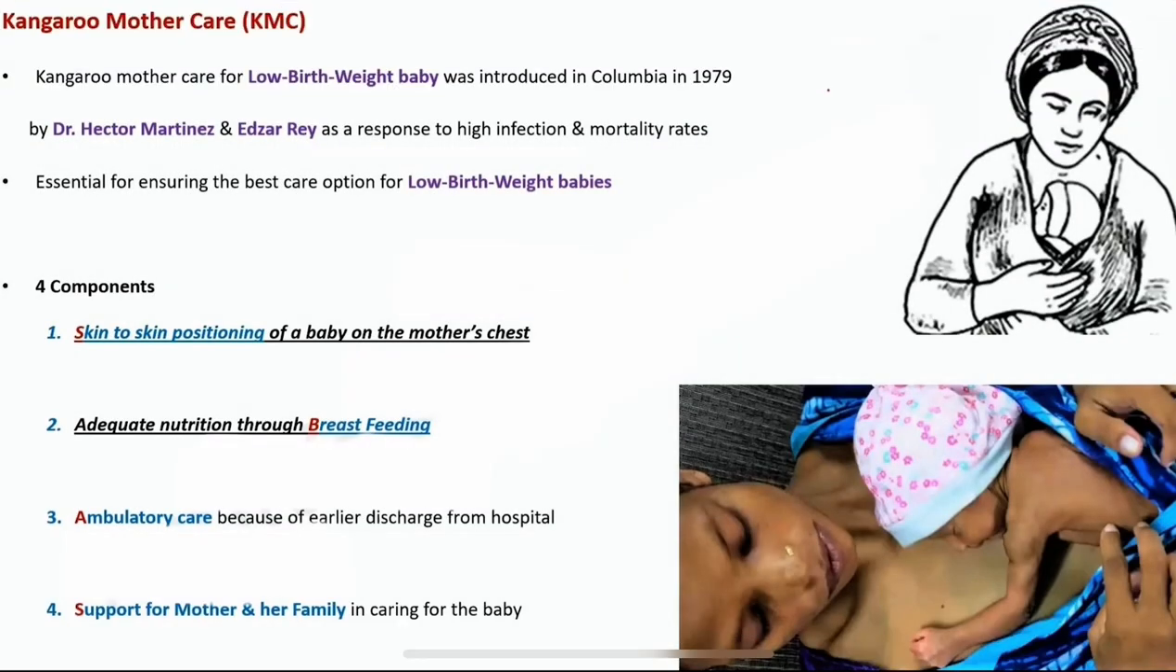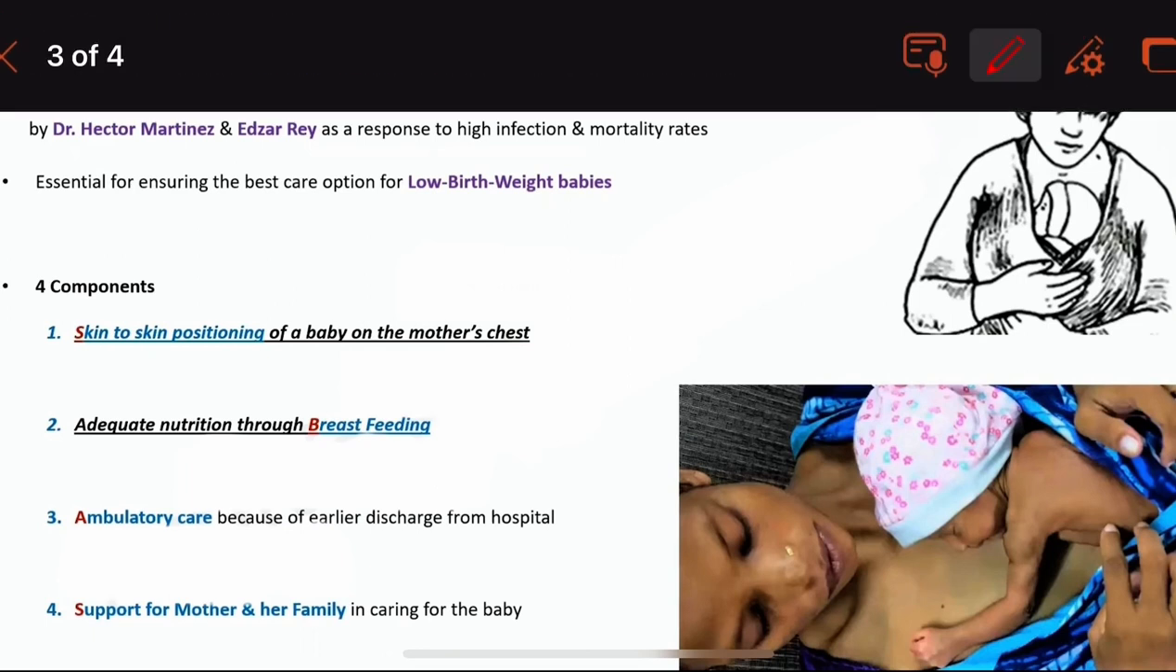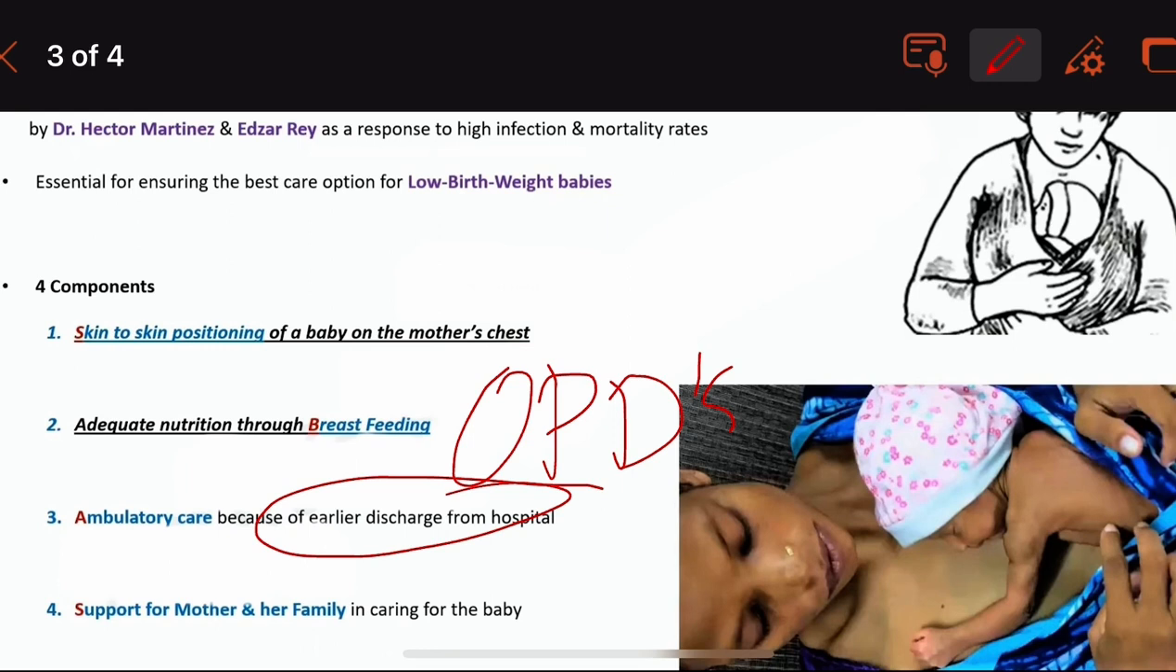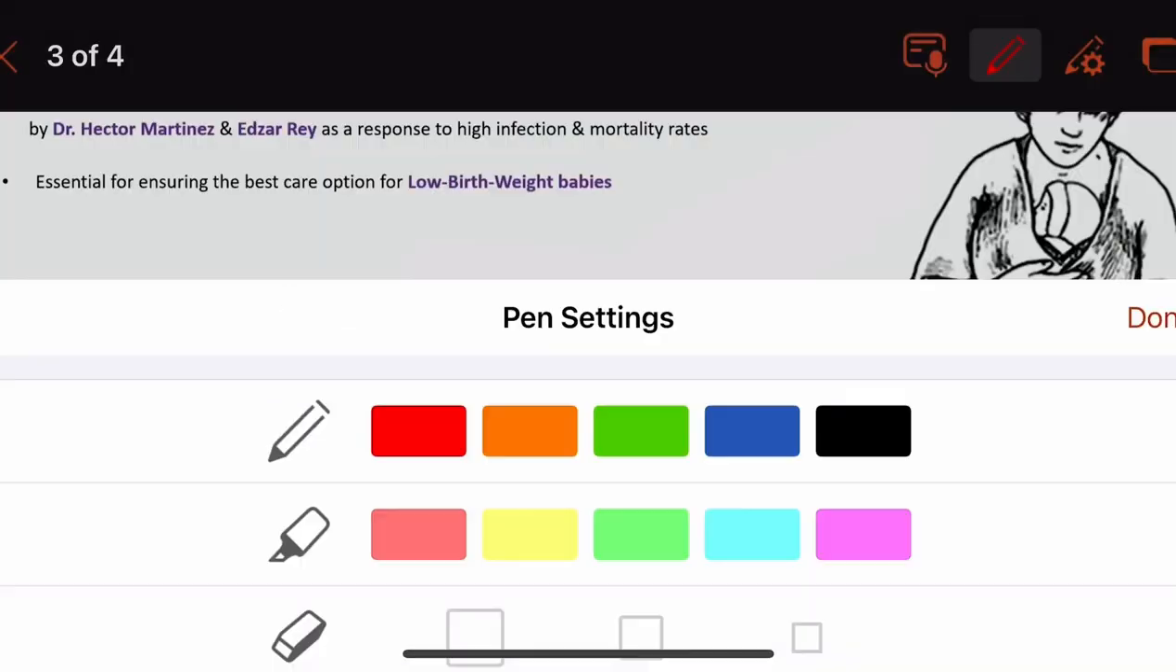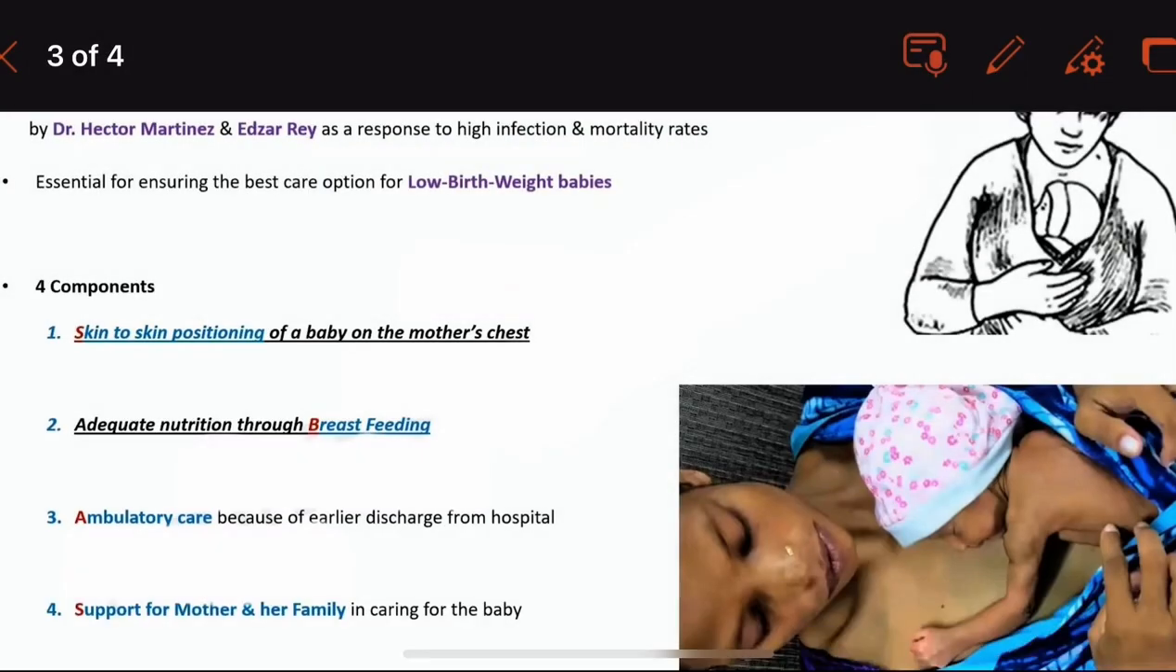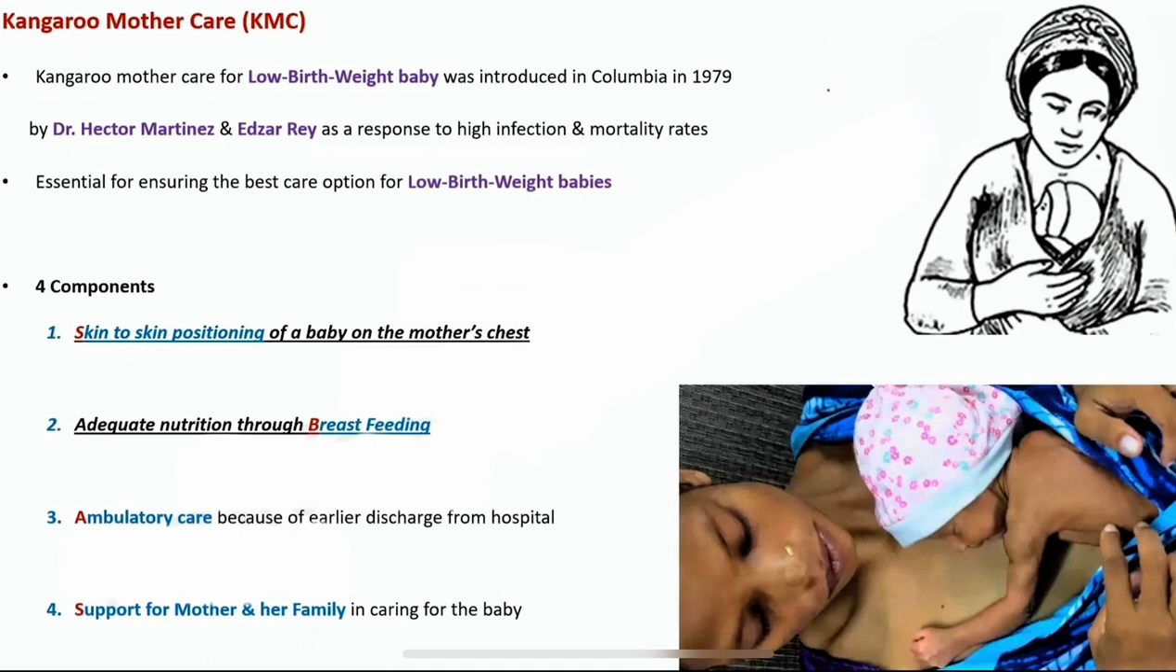The next component of kangaroo mother care is to provide ambulatory care because of earlier discharges from the hospital. What do we mean by ambulatory? Ambulatory care is the care which is provided on an outpatient basis. So it helps in earlier discharge from the hospital, and further treatment can be carried out on an outpatient basis.